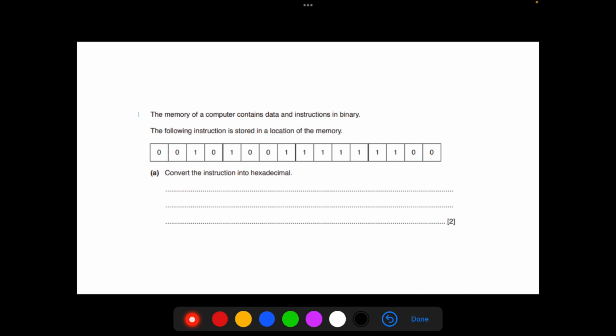All right, and another question. The memory of a computer contains data and instructions in binary. The following instruction is stored in a location of the memory. Convert the instruction into hexadecimal. So this is another problem where we're converting from binary to hex.